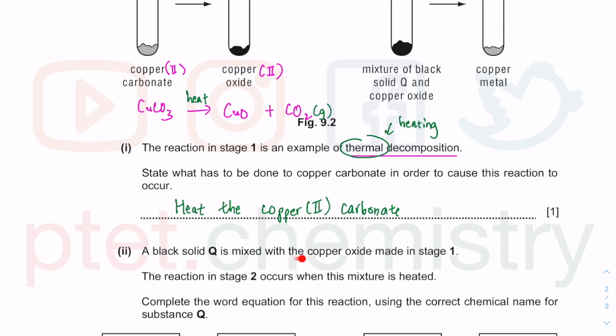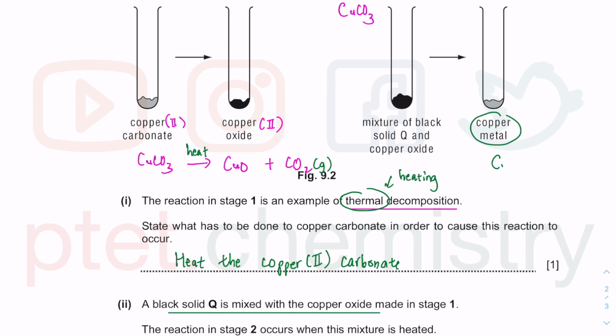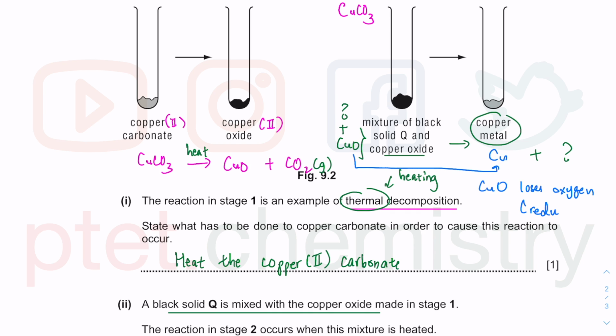Now a black solid cube is mixed with the copper oxide, and you can get copper metal. So this is Cu, and you have copper 2 oxide, which is CuO, plus something, then you get copper plus something else. So this one loses the oxygen to this, and it gets reduced when the CuO loses the oxygen and you get Cu metal. So the CuO loses oxygen. Loss of oxygen is what you call reduction. So that is your reduction.